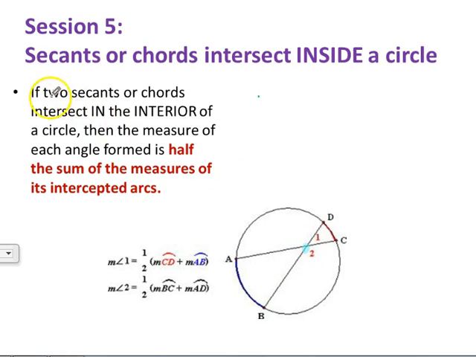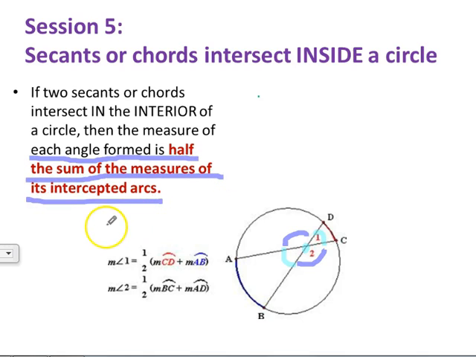So here's the pattern. If two secants or chords, in our case these are chords, intersect in the interior of a circle, then the measure of each angle formed, these are vertical angles, so they're going to have the same measurement. And then we've got two other angles that will have the same measurement, this one and this one. The measurement of each angle is half of the sum of the measures of the intercepted arcs.